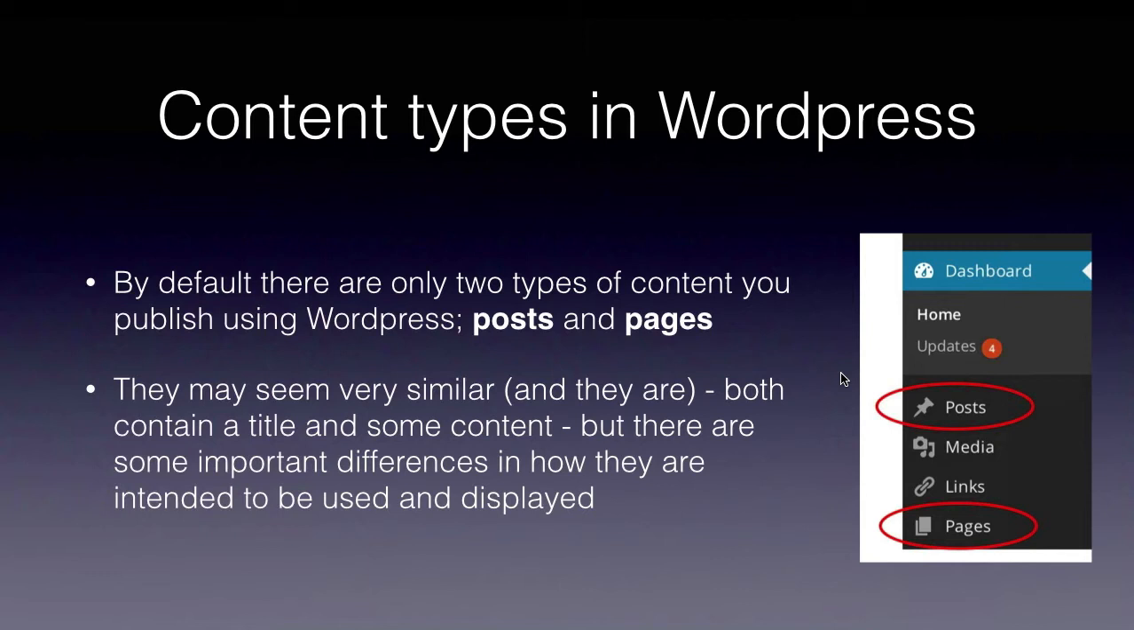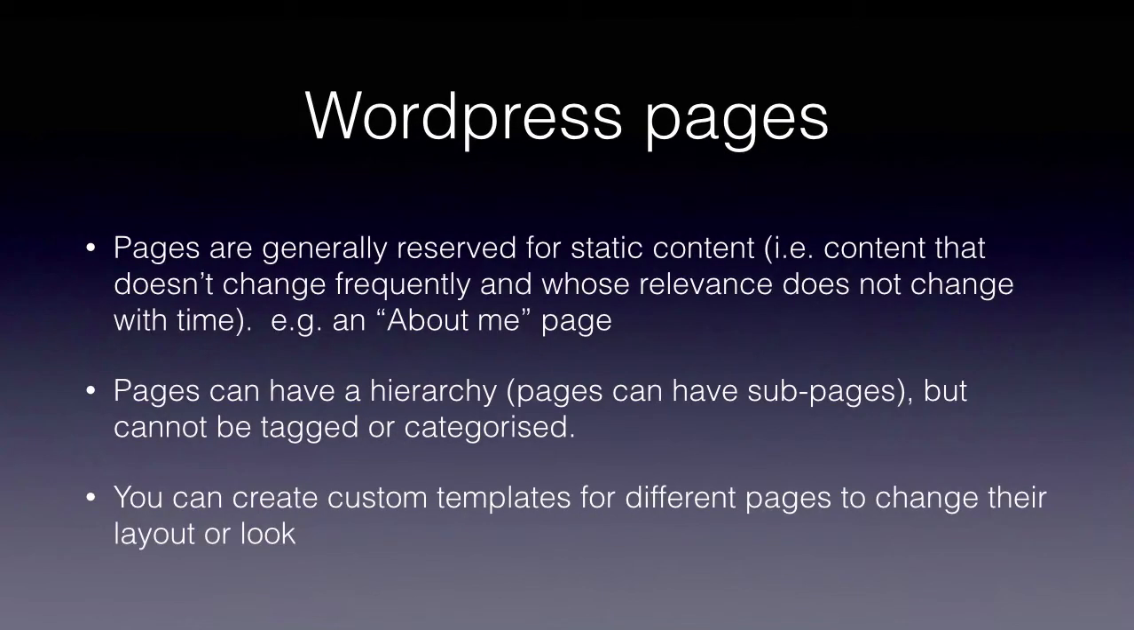But it's how they're intended to be used and how they end up being displayed within our theme that actually makes these things different. So we'll start off with pages. WordPress pages are generally reserved for static content, so that is content that doesn't change frequently and whose relevance does not change with time. A good example of that is something like an about page.